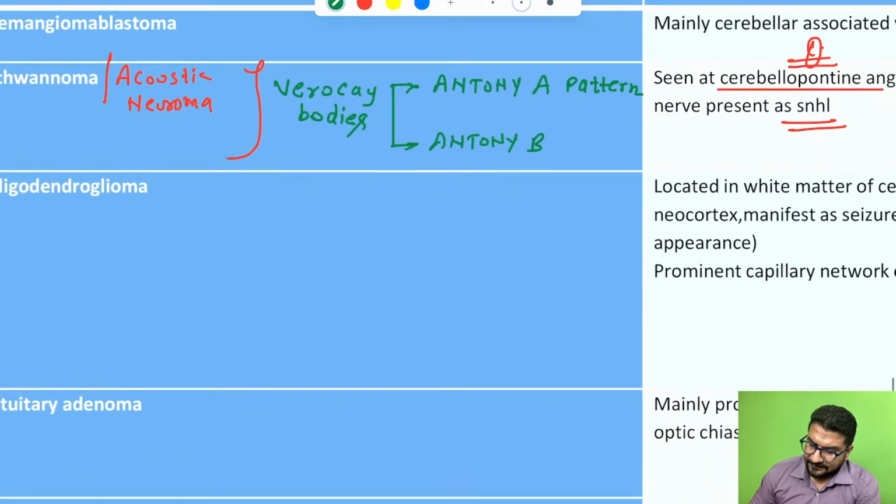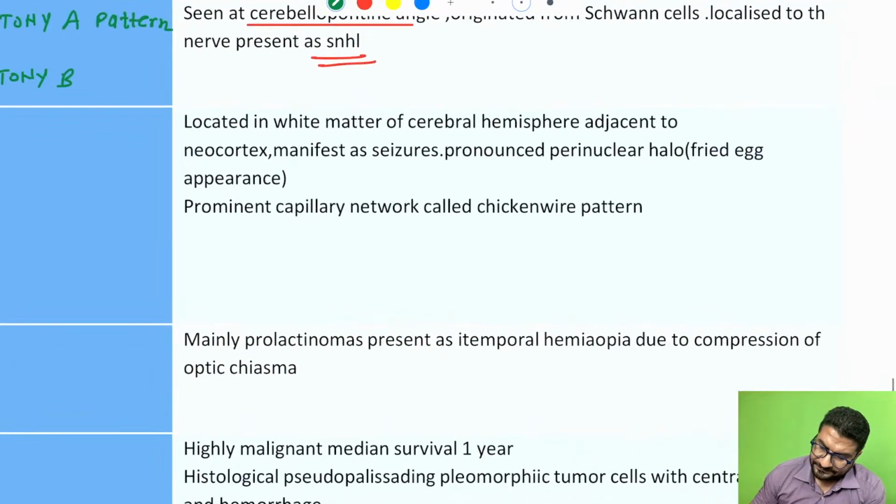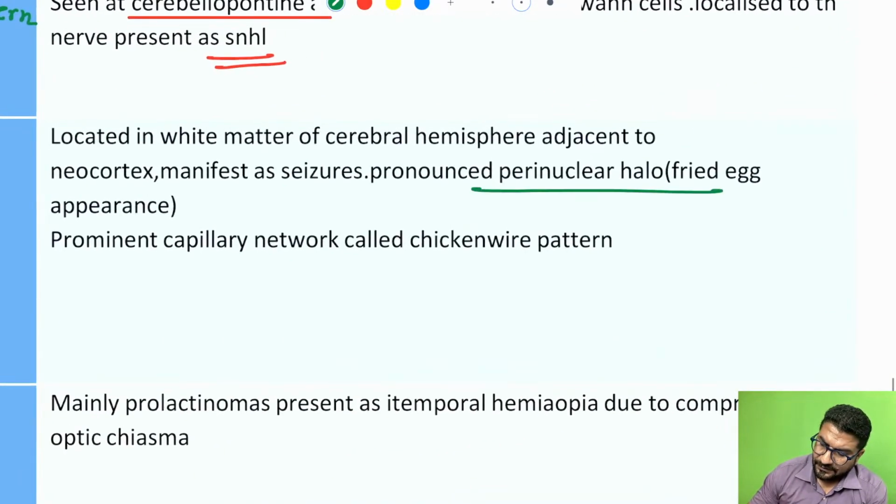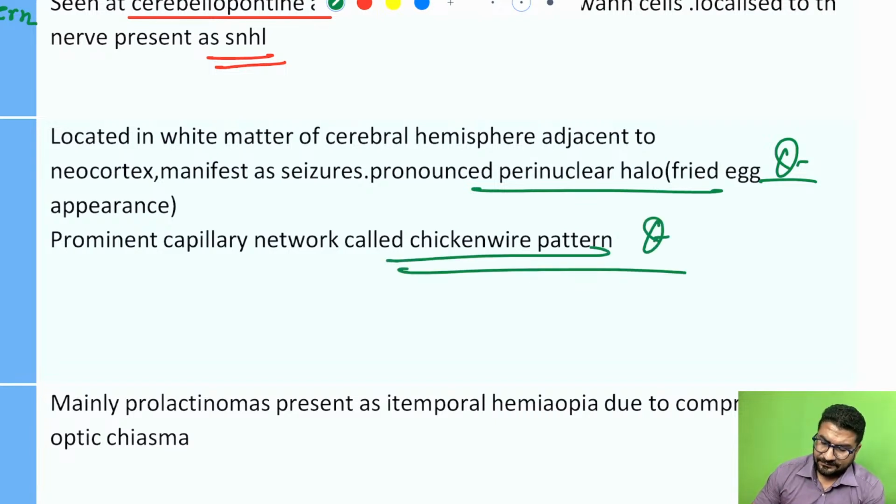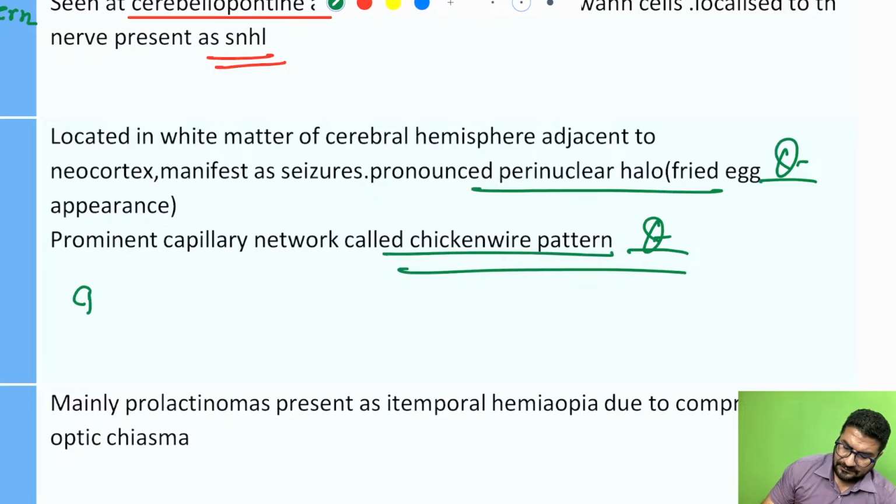Oligodendroglioma मैंने आपको बताया था. We also call this a non-wedge tumor. You can see perinuclear halo called fried egg appearance. You can see capillary network, chicken wire pattern. And the last thing which you have to remember here is IDH1 mutation.